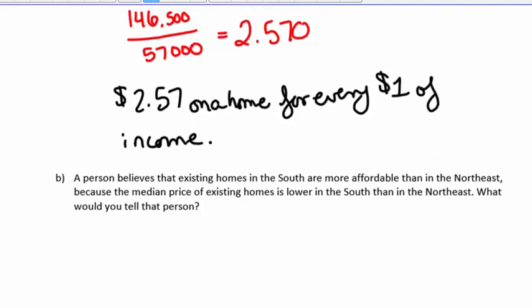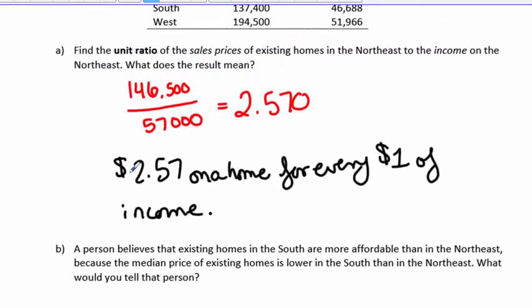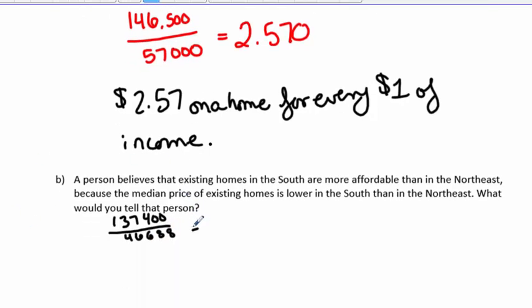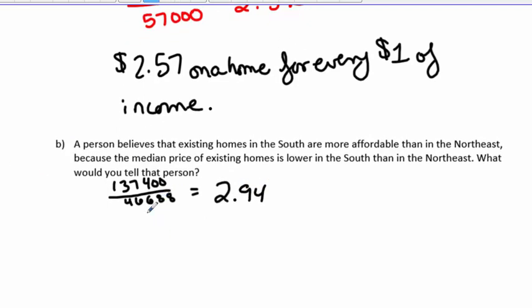Let's check out the values for the South. Okay. In the South, the ratio would be 137,400 divided by 46,688. Let's go ahead and do the division there to get that unit ratio. So if you do that division, you get 2.94. So this means that it's going to cost $2.94 for a home for every $1 of income.